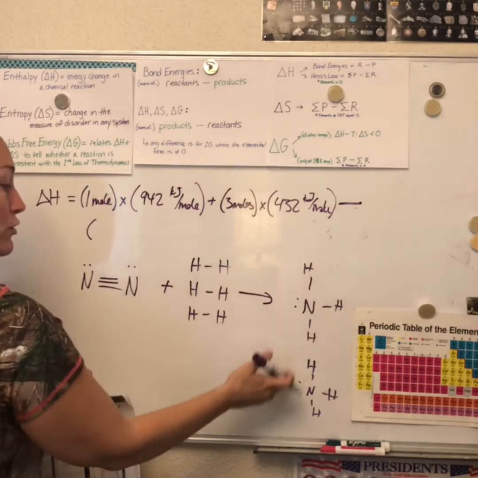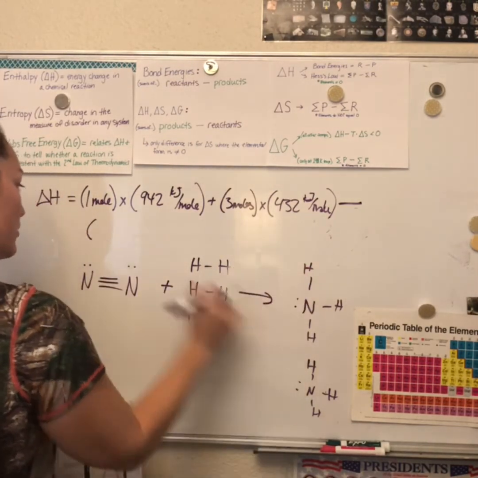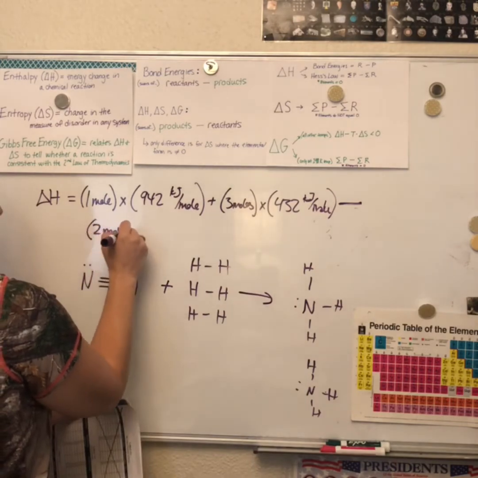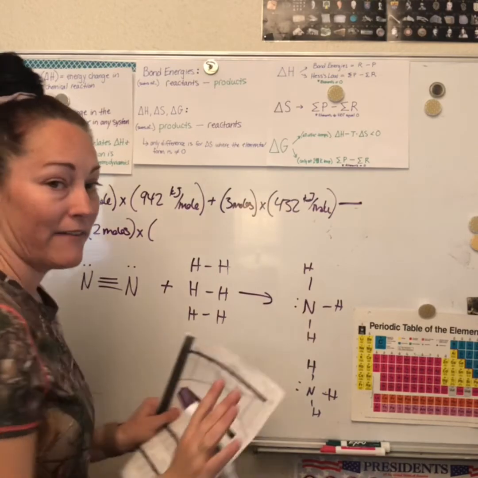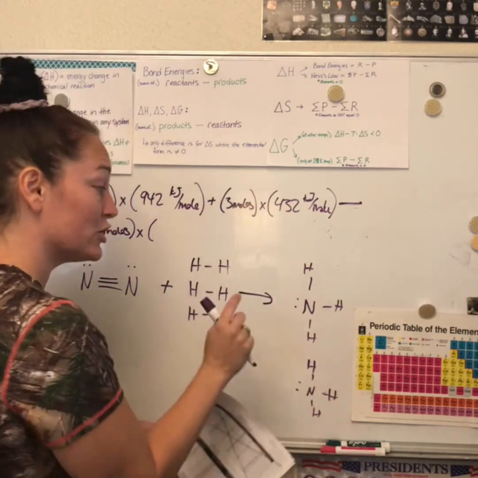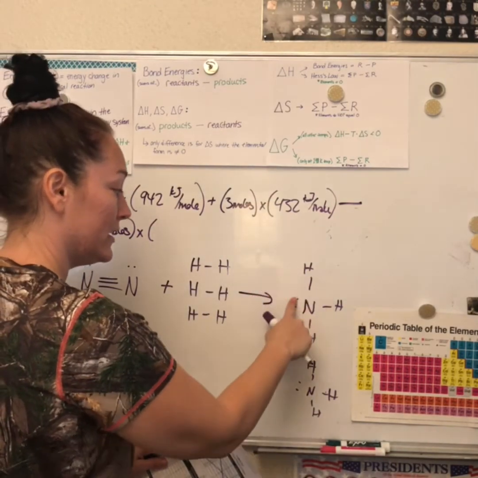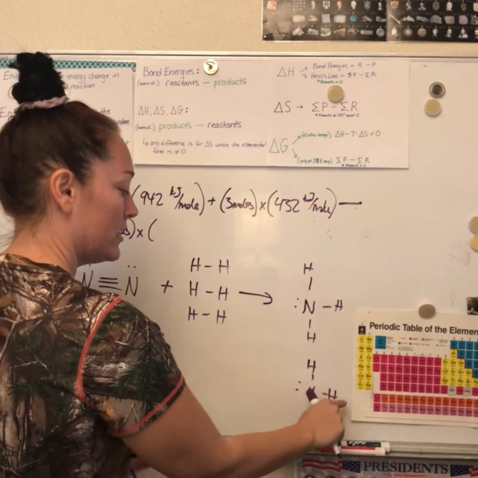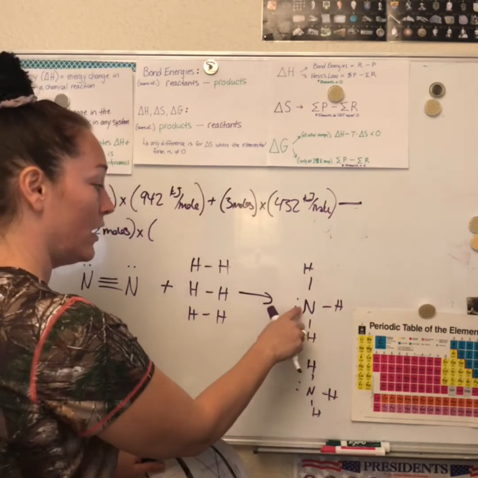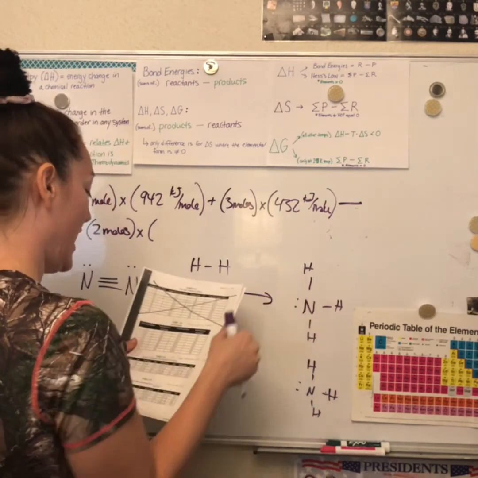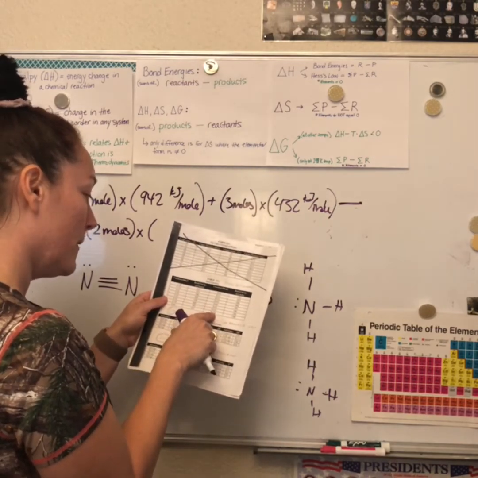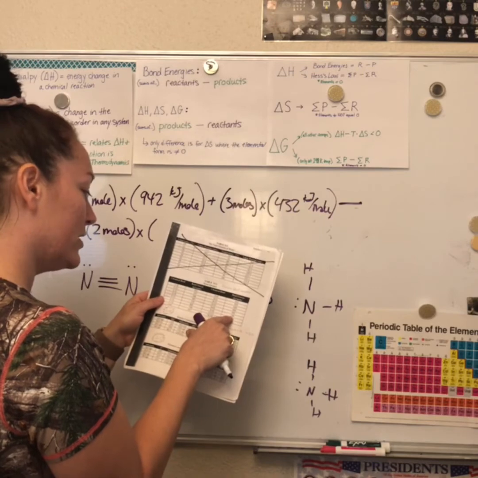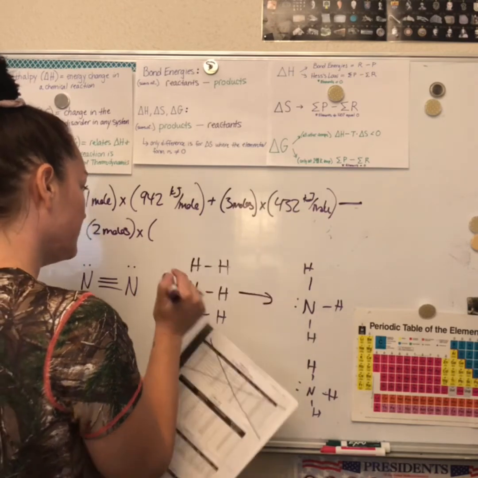I've got 2 moles. I've got 1, 2 of them. And I have to look and see how many bonds I have. Okay, so just pay attention. Don't skip this part. I've got a bond here, here, and here. Here, here, and here. And they're all the same. It's all a single bond, N to an H. So I'm going to look for my nitrogen to hydrogen bond on my chart here. I see that it is 386. Okay?